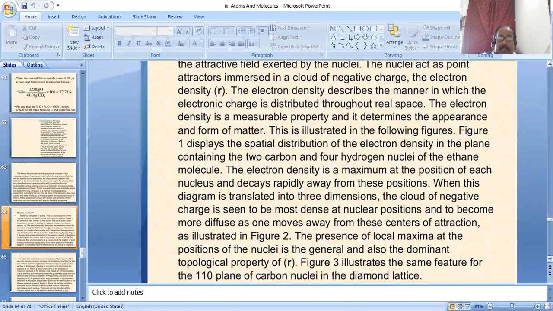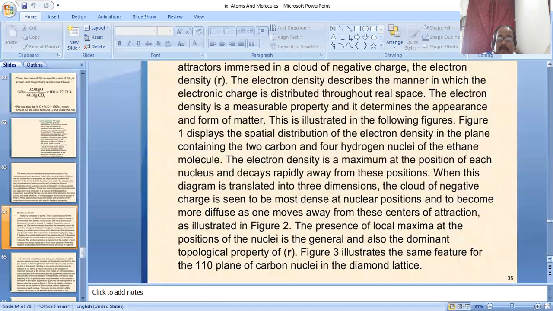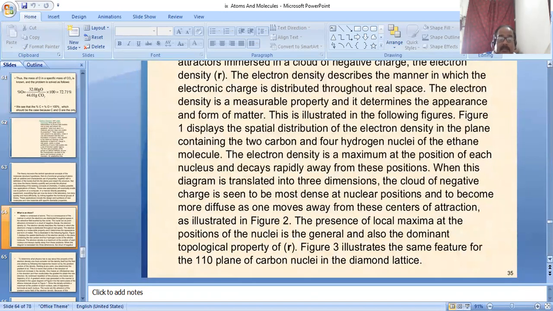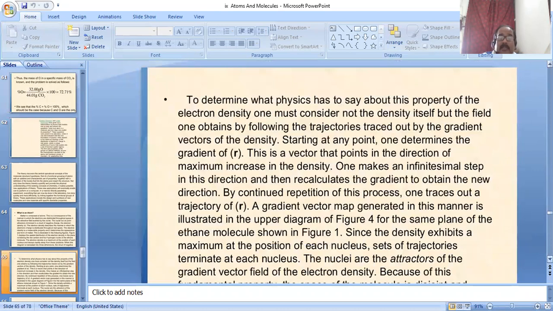The same feature is illustrated for the 110 plane of carbon nuclei in the diamond lattice. To determine what the figures have to say about this property, one must consider not the density itself but the trajectories tracked out by the gradient vectors of the density. Starting at any point, one determines the gradient. This is the vector that points in the direction of maximum increase in the density.